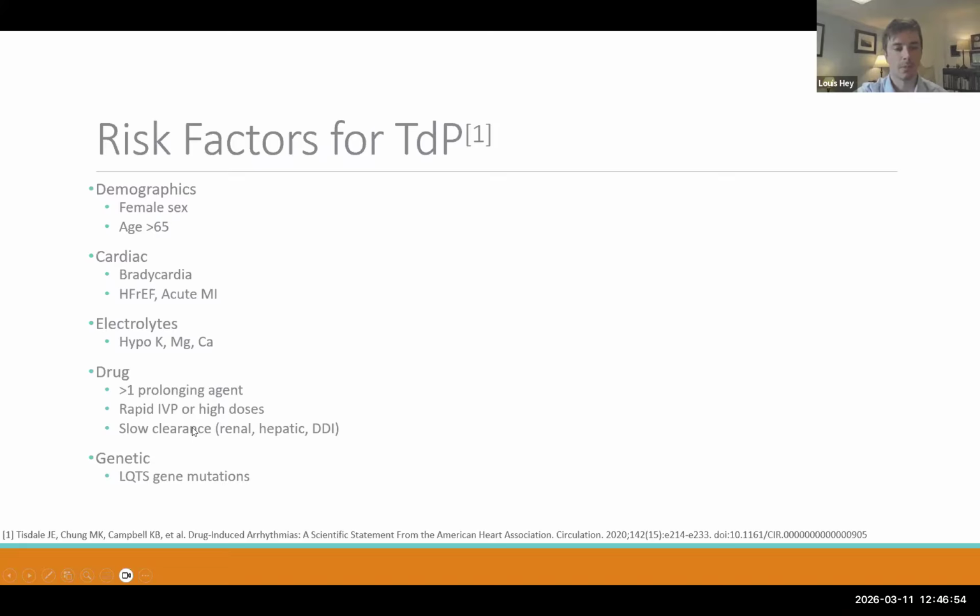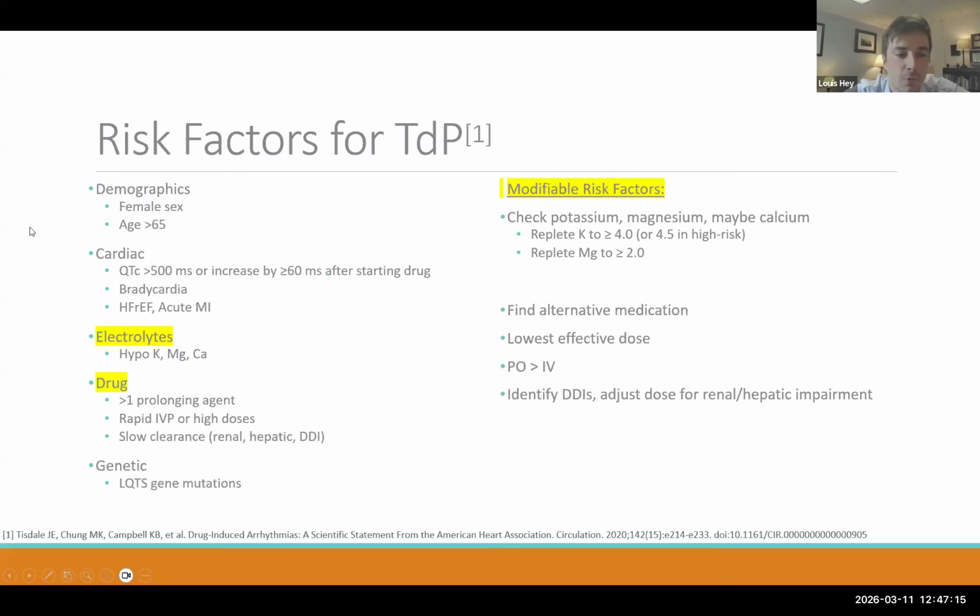And then similarly, anything that can interfere with the clearance of a drug that prolongs the QT: renal impairment, hepatic impairment, or drug-drug interactions that cause slower metabolism of that agent. And then genetics. There are many different gene mutations that cause what's called congenital long QT syndrome, which is the LQTS thing here. Of those, really, all we can reasonably control is the patient's electrolytes and what kind of drugs we're giving them.